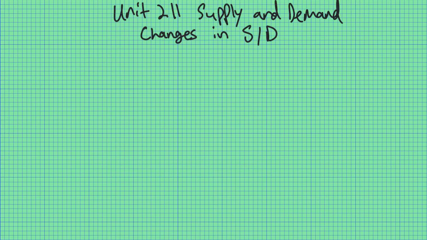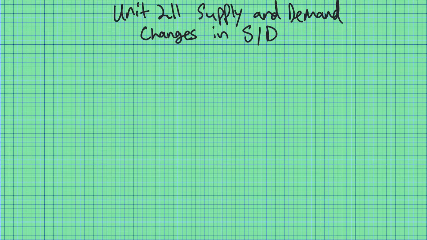In this video, we're going to look at a relatively simple concept when it comes to supply and demand, but it is a core concept of supply and demand. And what that is, is outside factors shifting the supply and demand curve.